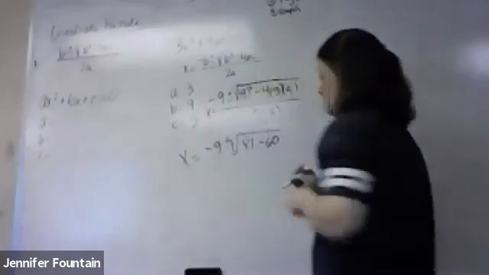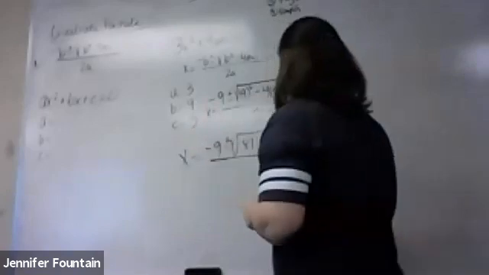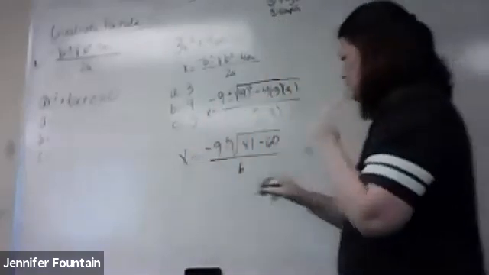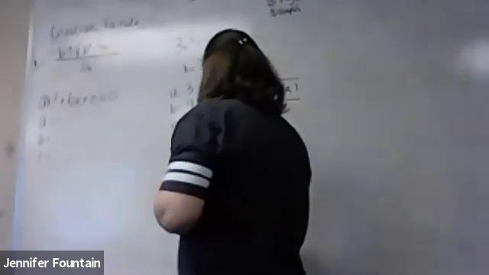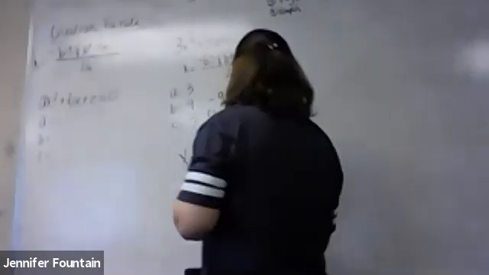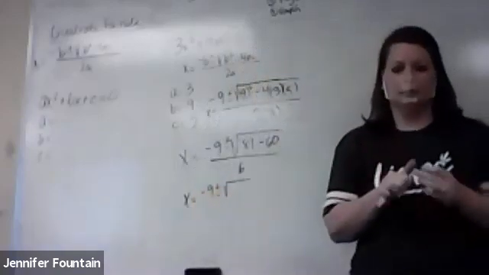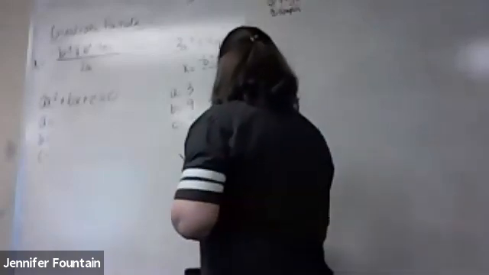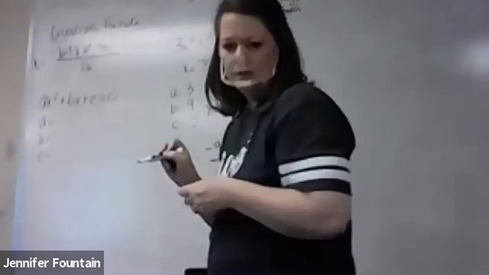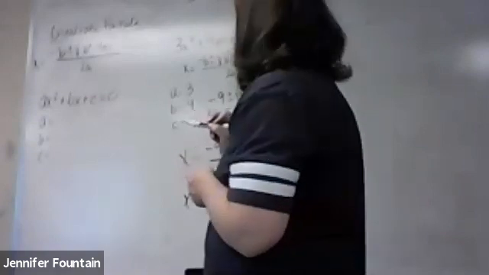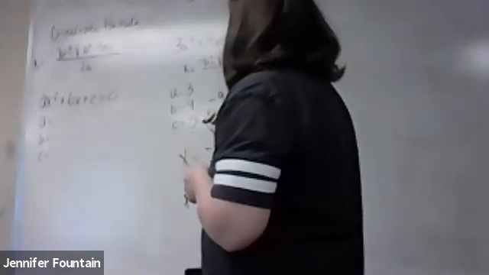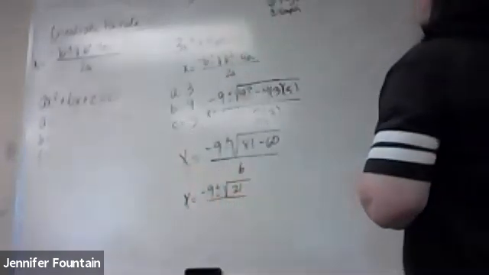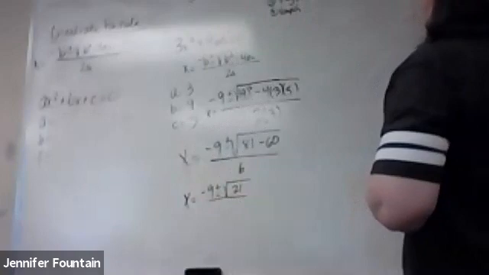Negative 60. Okay, all over 2 times 3 is 6. X is equal to negative 9 plus or minus the square root of, what is 81 minus 60? 21. What am I doing wrong? 3x squared plus 9x plus 5. 3, 9, 5. No, I got that answer.